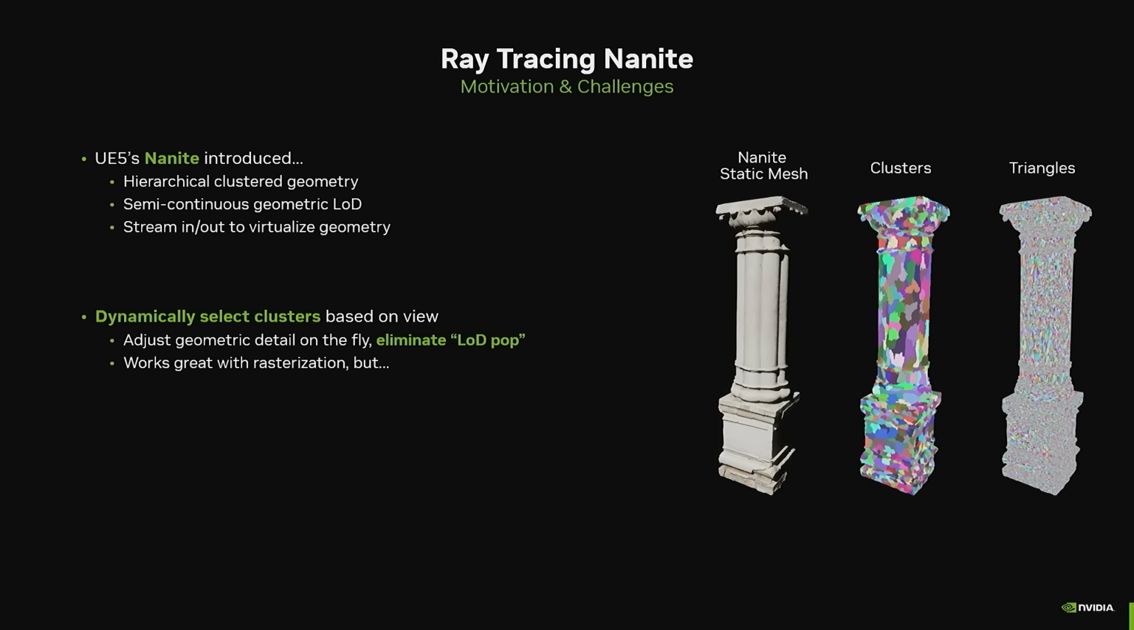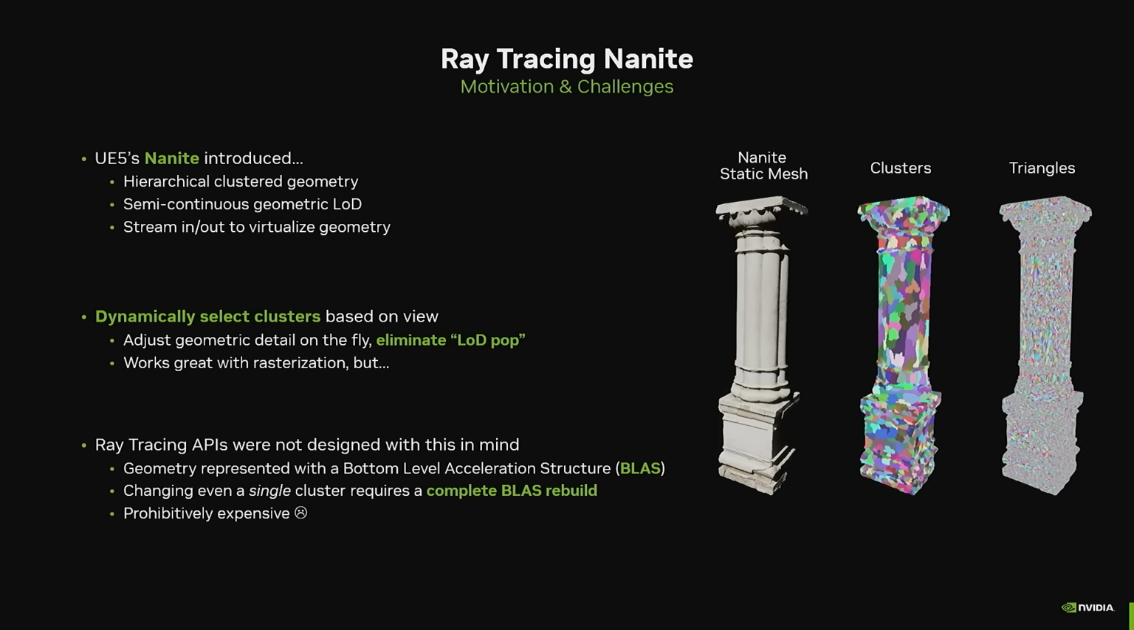And this works really great with rasterization, but ray tracing APIs really weren't designed with this kind of system in mind. That's because geometry in ray tracing is represented through a bottom level acceleration structure, or BLAS. And changing even a single cluster in a BLAS means we'll have to do a complete rebuild of that BLAS. And if we're using a lot of Nanite geometry in a scene, that means we may rebuild all the geometry of the entire scene every frame, which is just not going to fly. It's going to be too expensive. So what do we do?